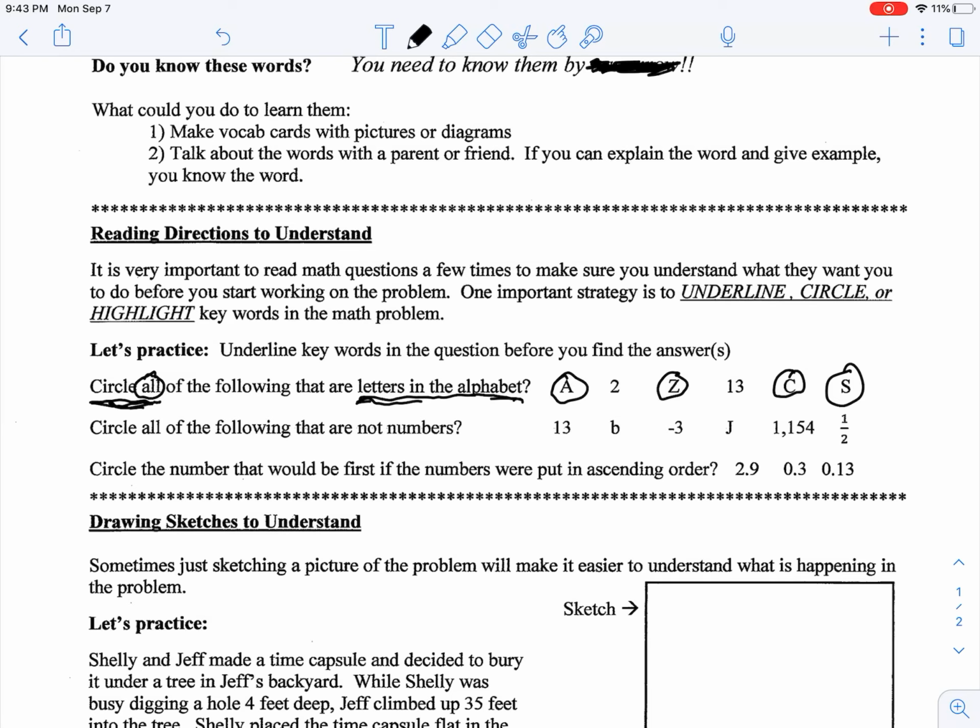All right, now here's where they're going to try to throw a curveball at us, but we won't get caught. So once again, we are circling all of the following in this list that are not numbers, not being the important word there. So we want to be careful that we're looking for little tricks like that. So anything that's not a number. Well, 13 is a number, so we're going to leave it be. The letter B is obviously not a number. -3, we have a number. J is not a number, and the rest look like numbers to me, right? So we are good. We circled all the things that are not numbers in our list.